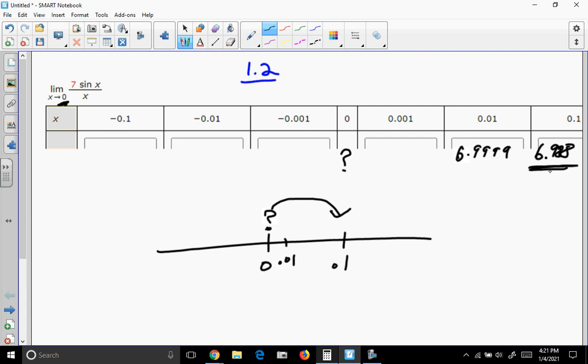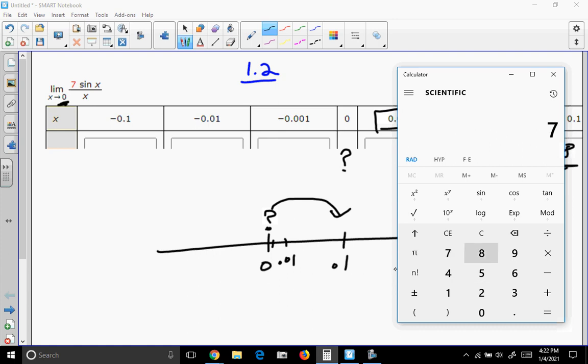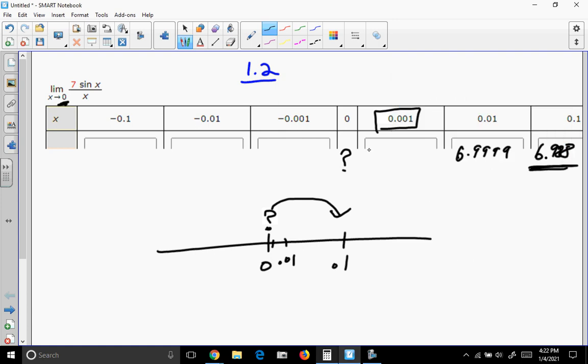So while 6.88 was close to 7, this is even closer to 7. Now let's get really close to 0. Let's put this in. If we put in 0.001, we have 7 times sine of 0.001 divided by 0.001. And that's 6, let's see, 1, 2, 3, 4, 5 nines. The next one would round up, so 6 and 6 nines.